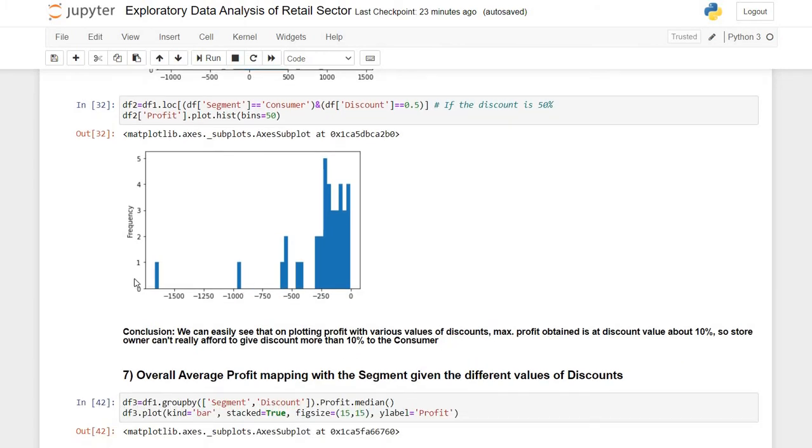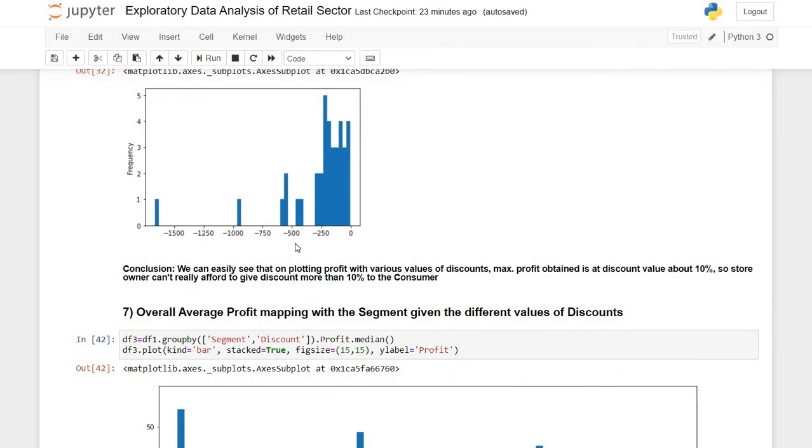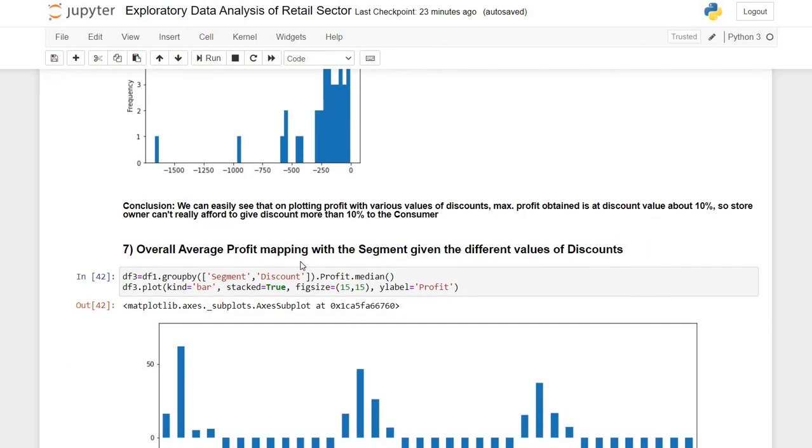So we can easily see that on plotting profit with various values of discount, maximum profit is obtained at a discount value of about 10%. So the store owner can't really afford to give a discount of more than 10% to the consumer. That much of the detail we can analyze from the data given.